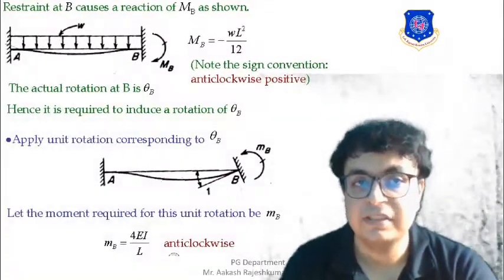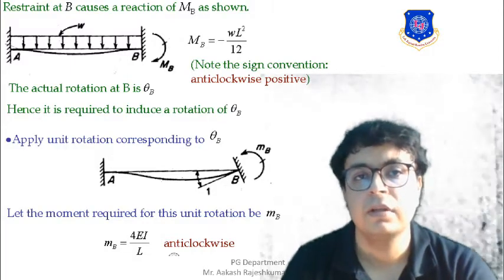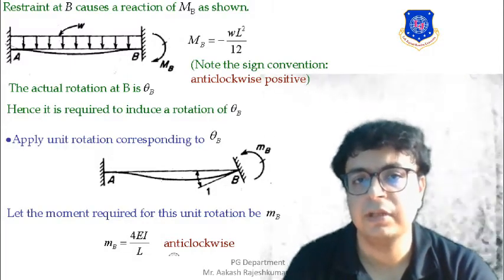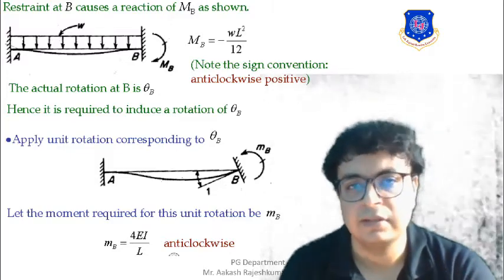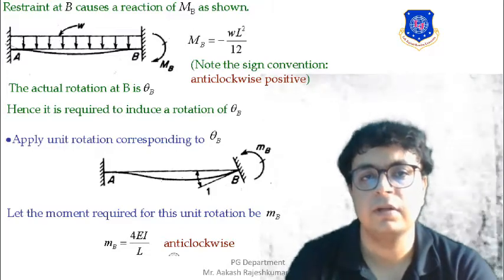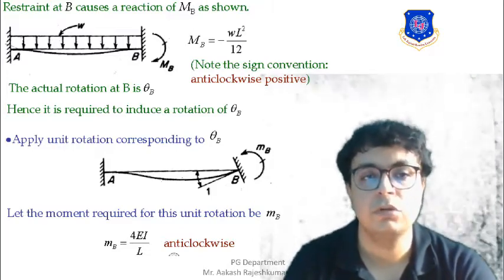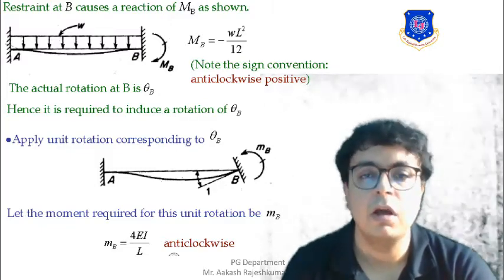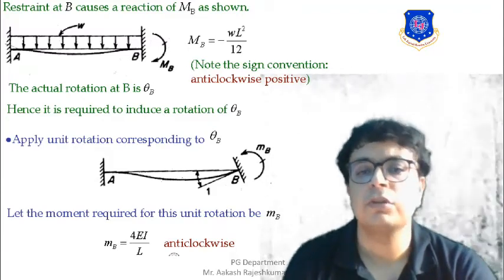As per the rule, when we are restraining the B joint, it will be causing the reaction MB. MB will be equal to nothing but a fixed end moment. It will be equal to WL square by 12. That is nothing but the fixed end moment when only a UDL load is acting on it. The actual rotation at B will be theta B. Hence, it is required to induce the rotation of theta B. After that, what we have to do? We have to provide a unit rotation at B.